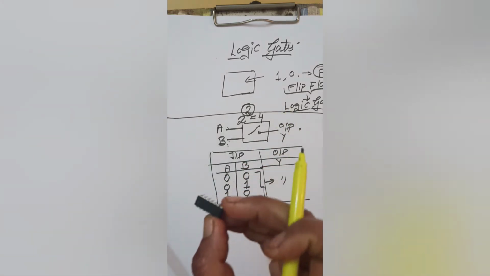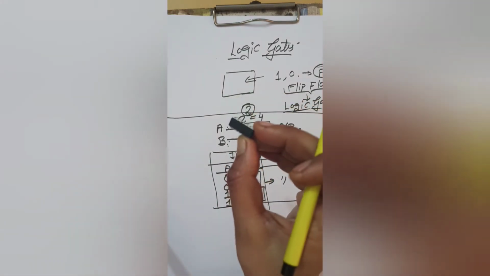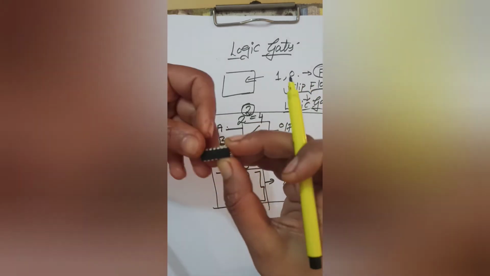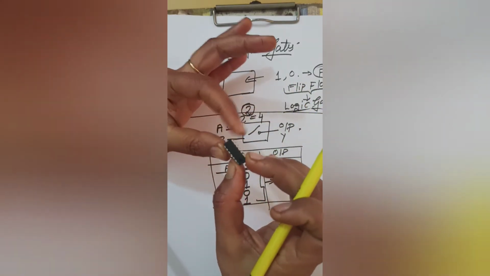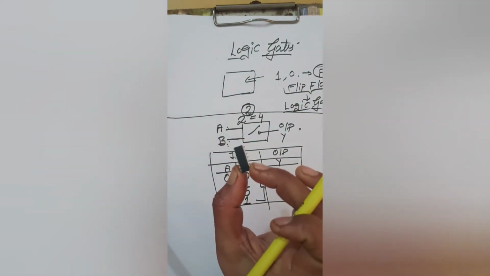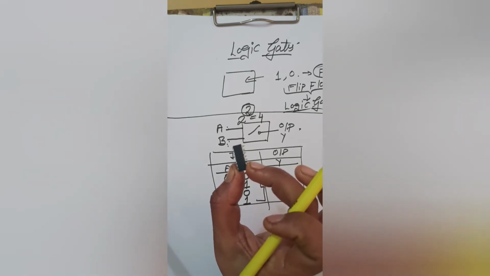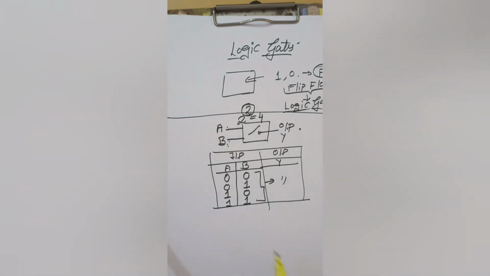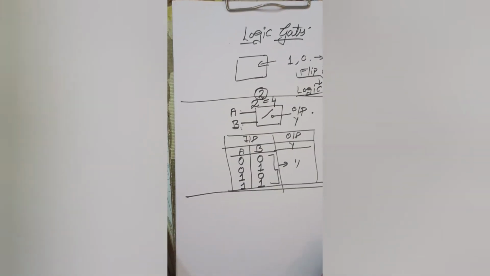This is the IC which is considered as the logic gate. In this IC, there are a total of 4 logic gates I am using. The first logic gate, let us understand now.